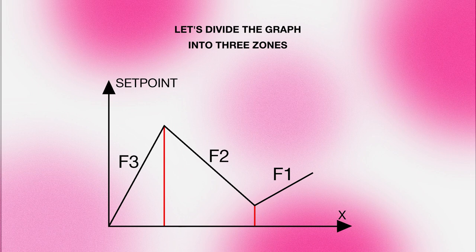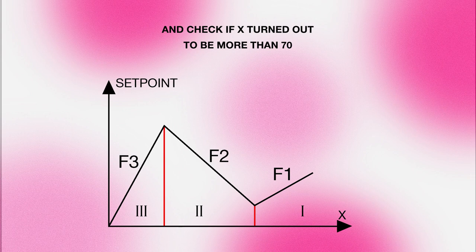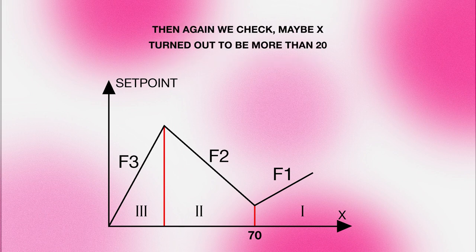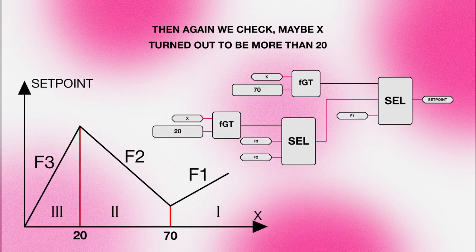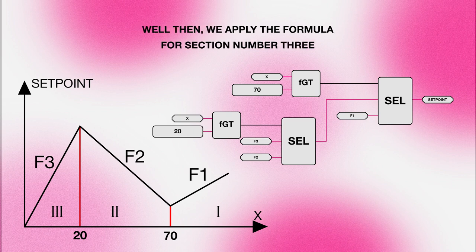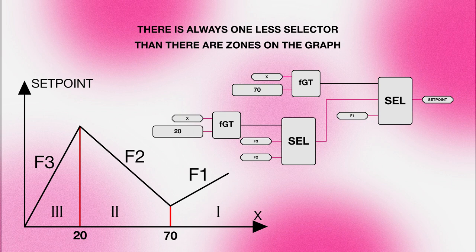Let's divide the graph into 3 zones, the first, second and third, and check if x turned out to be more than 70. Then do we need to apply the formula for calculation from the first section? No. Then again we check, maybe x turned out to be more than 20, and we need to apply the formula for section number 2? No. Well then, we apply the formula for section number 3. In total, we always need one less selector than there are zones on the graph.